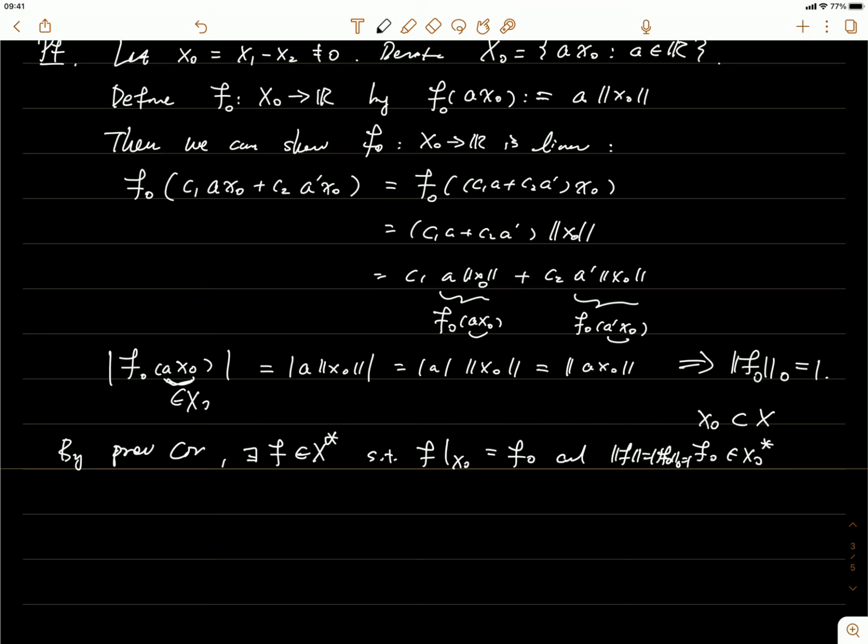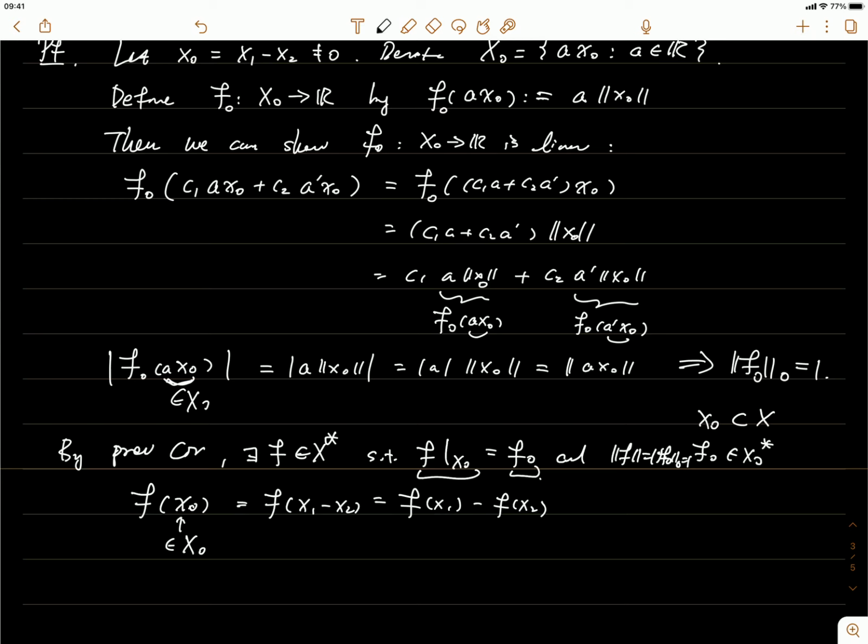We know this is true, so when we restrict f to x naught, say, for example, let's pick the element x naught, which is an element in x naught. I know that this is equal to f of x1 minus x2, since this is the definition for the x naught. It's just a difference of the two vectors. And because f is linear, I know this is just f of x1 minus f of x2.